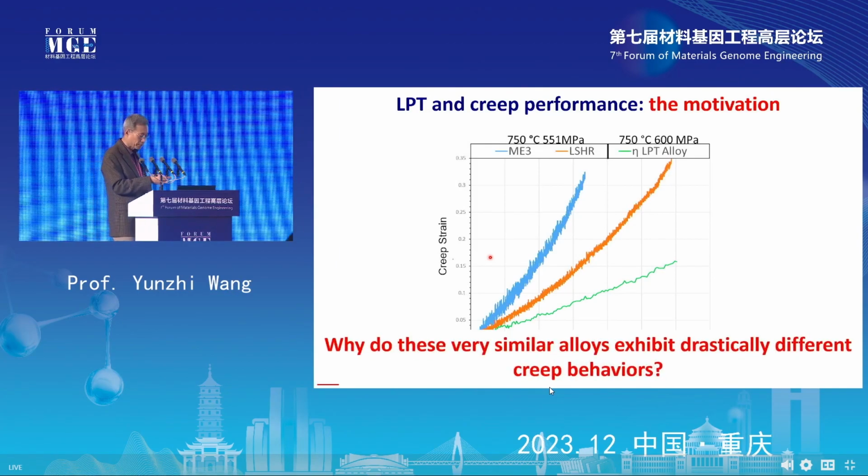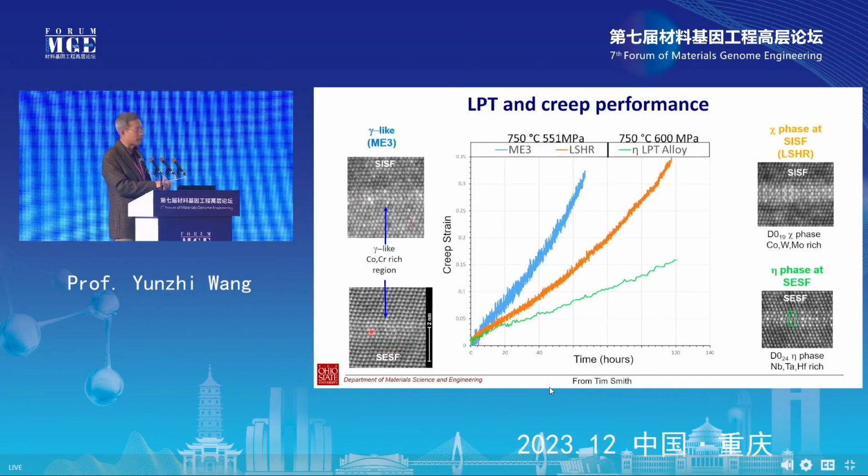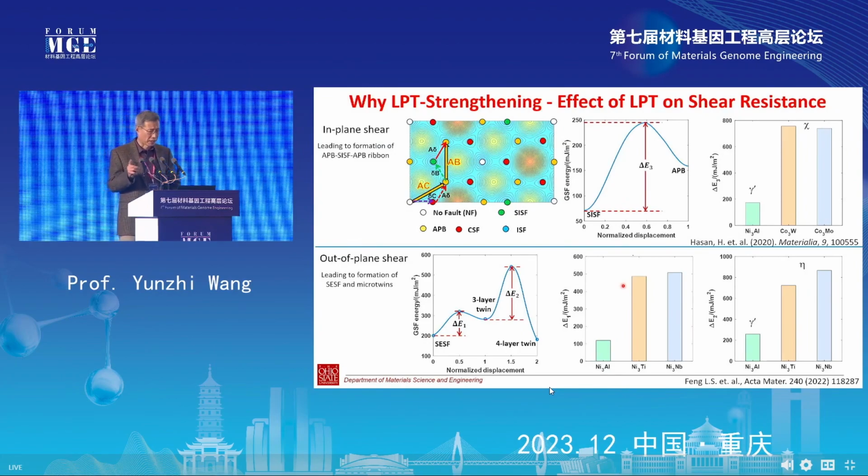If you look at the detailed microstructure, you find that if a disordered phase forms at the stacking fault, then your creep property is bad. If an ordered phase forms at the stacking fault, then you can dramatically enhance the creep performance. That's what we found in experiments. So now we say, okay, how are we going to utilize this idea to design new alloys? We start with first principles calculations, trying to understand why the formation of this chi or eta phase can help us enhance the mechanical property.